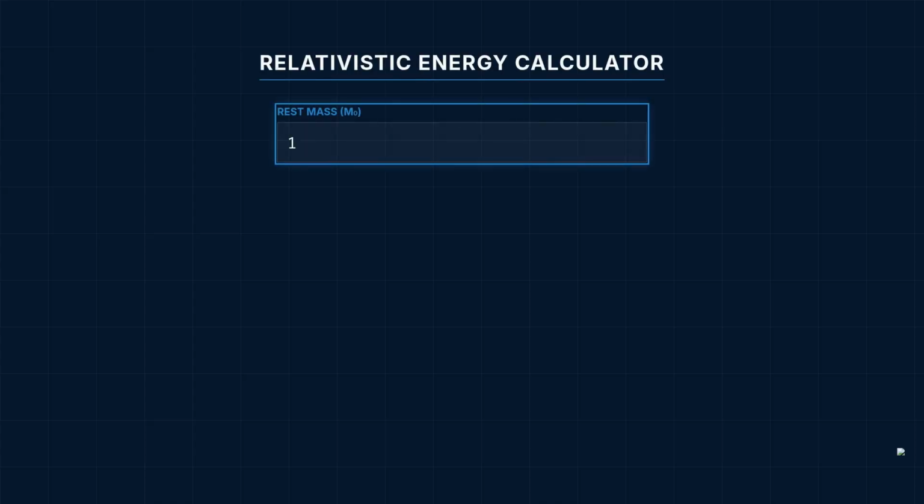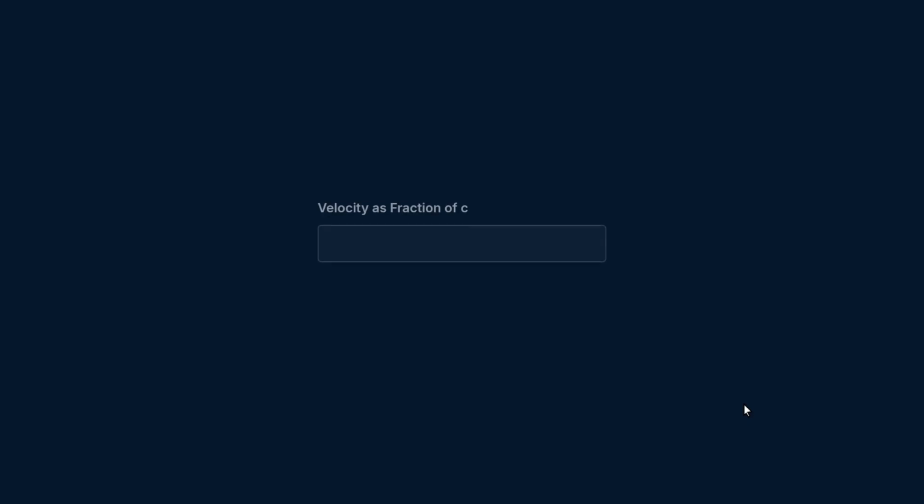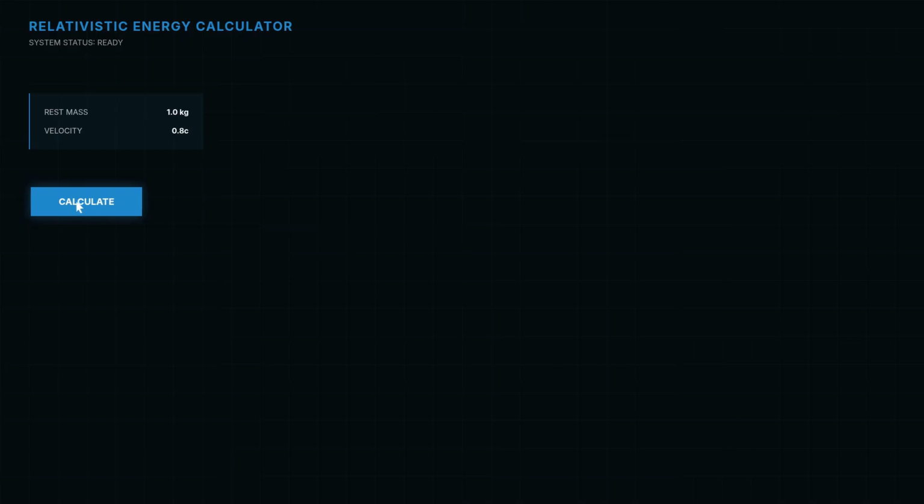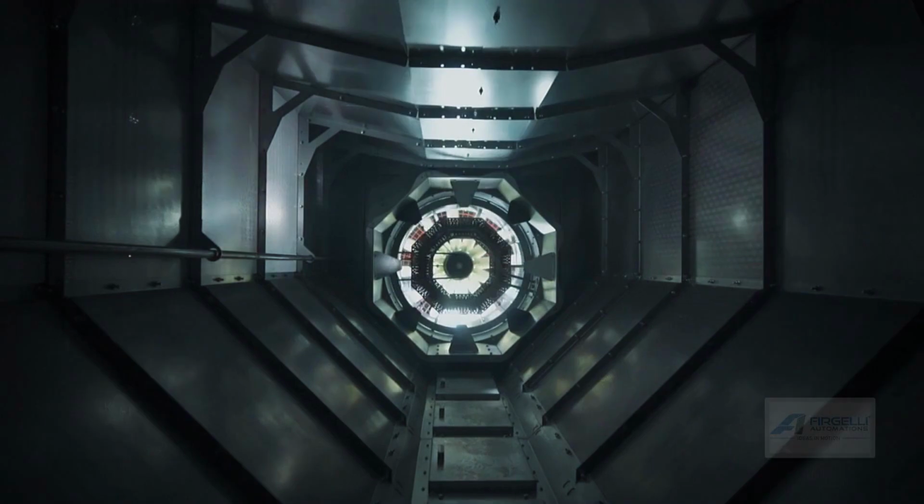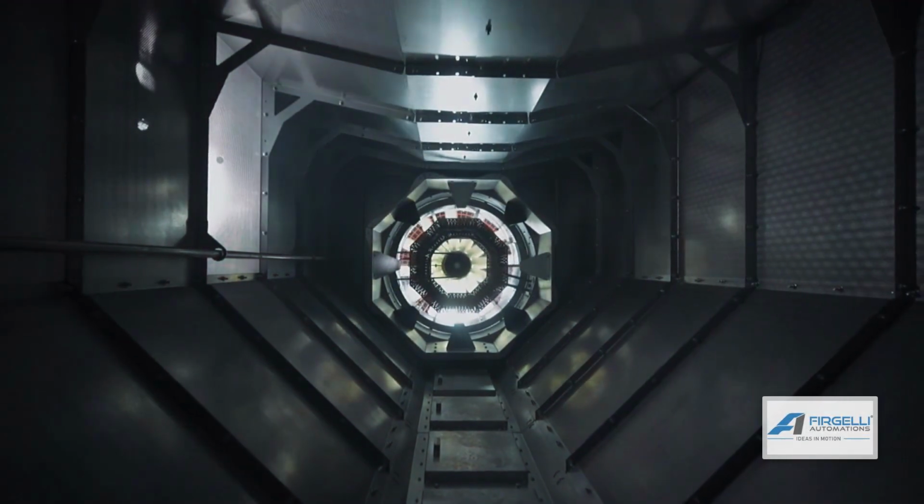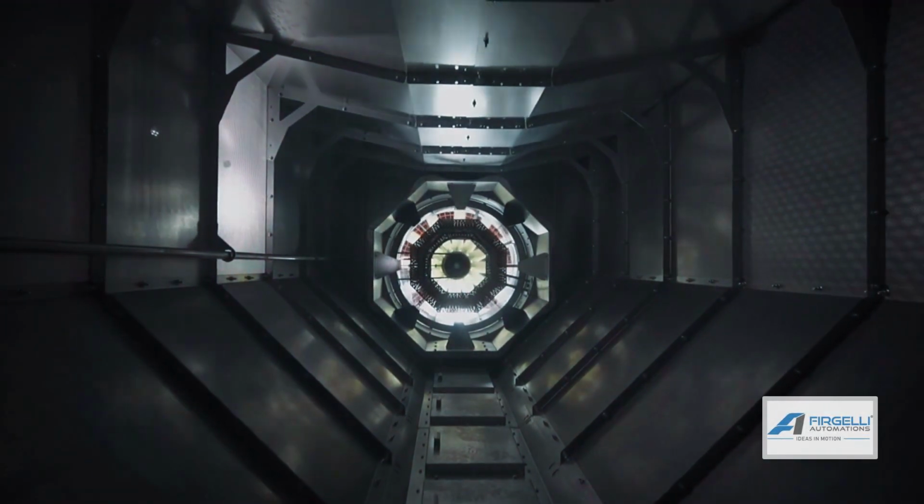I'll enter a rest mass of 1 kilogram and a velocity fraction of 0.8, meaning the object moves at 80% of light speed. After clicking Calculate, the results show the total relativistic energy, which includes both rest mass energy and kinetic energy. The calculator also displays the Lorentz factor, showing how time dilation and length contraction scale at this velocity. These outputs are essential for particle accelerator design and high-energy physics calculations.